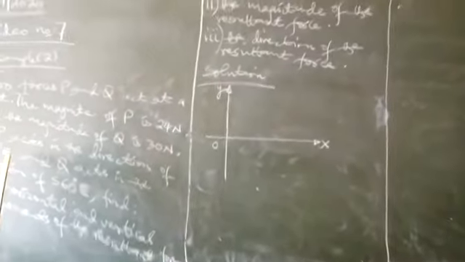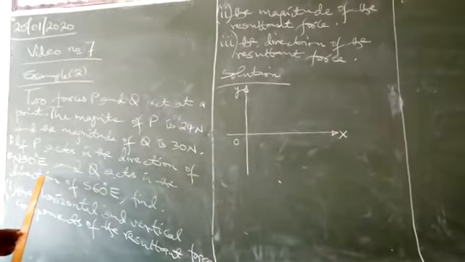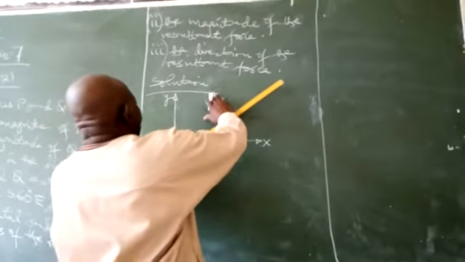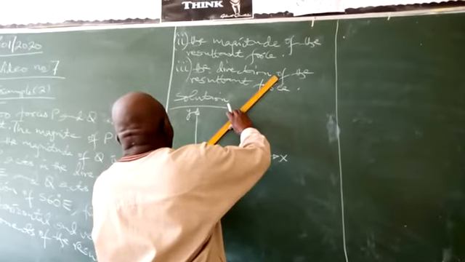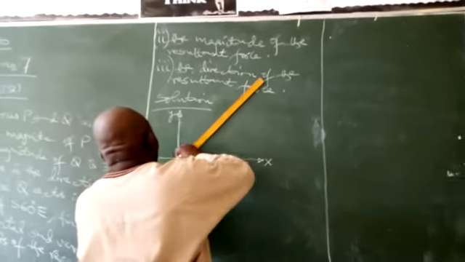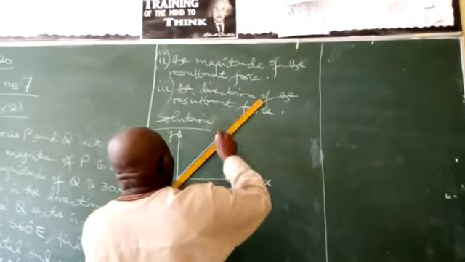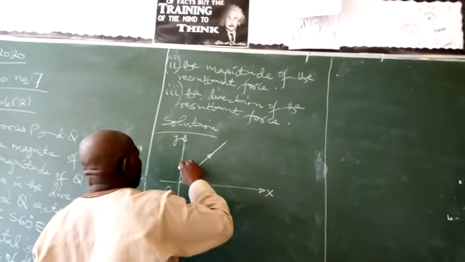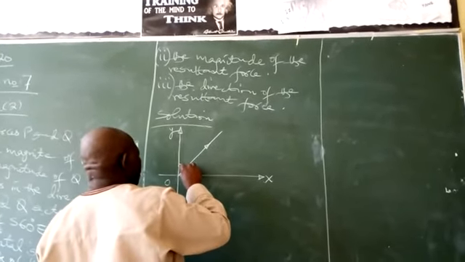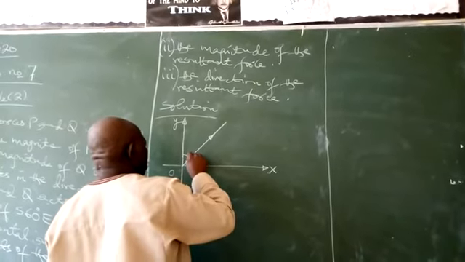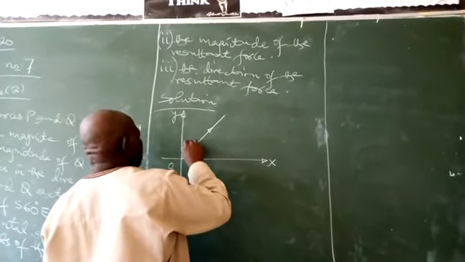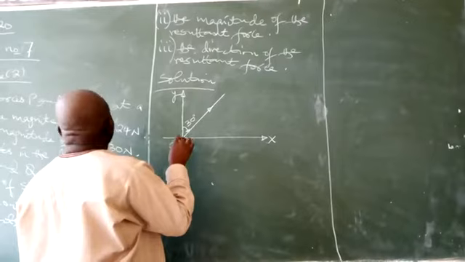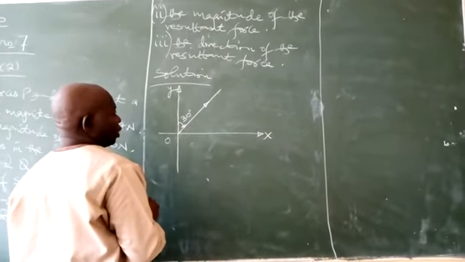so we have the first force, P, which is 24 Newton, and it is in the direction of 30 degrees northeast. So I'm locating the first force P now. 30 degrees northeast, so measure from the vertical. This is 30 degrees from the vertical, and the 30 degrees is measured.